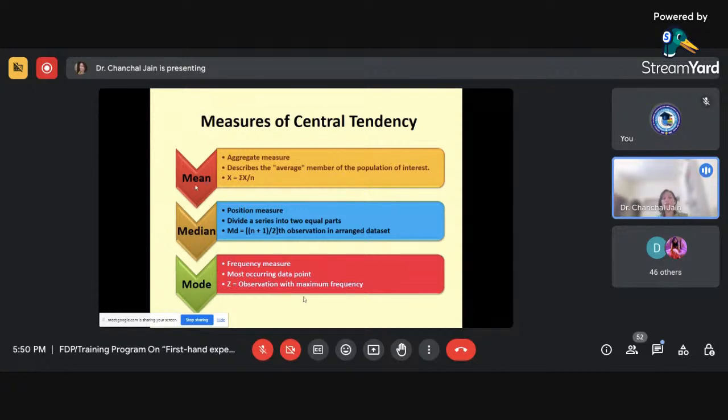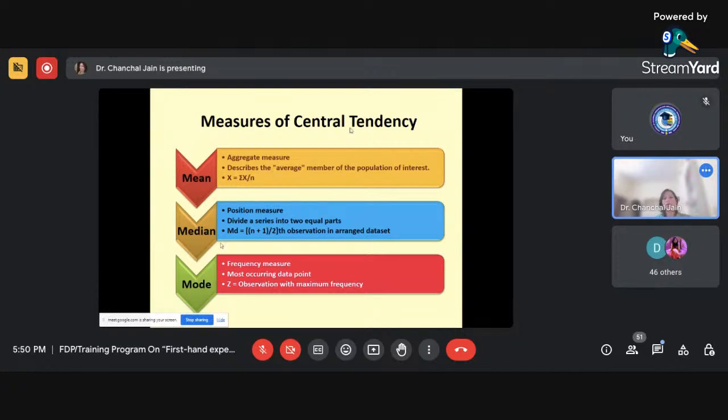So generally how we can calculate it: whatever number of observations we are given, we can sum all the observations and then divide by the total number of observations. It will always give you the mean value, right? It is known as the aggregate measure, meaning it is a single value which will represent the entire data. From the name itself, measures of central tendency, it is clear that we need a central point of the data, and using this formula we can get that central point.